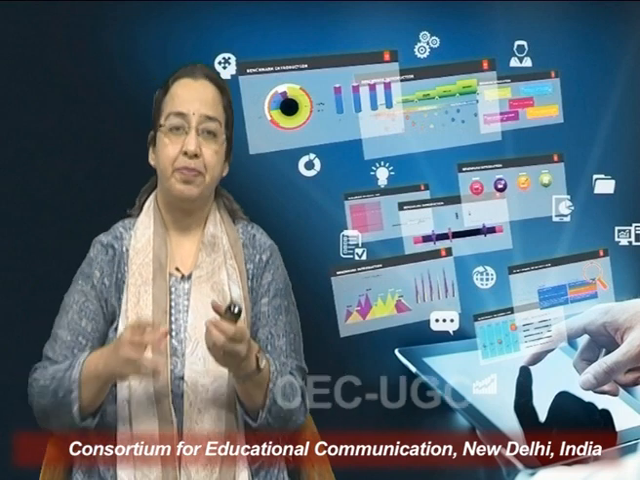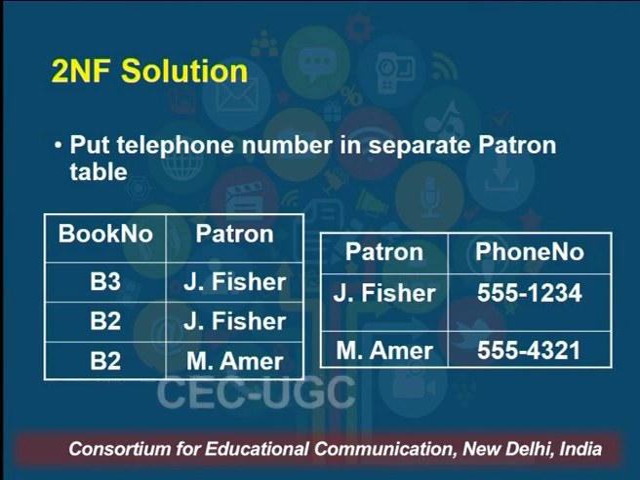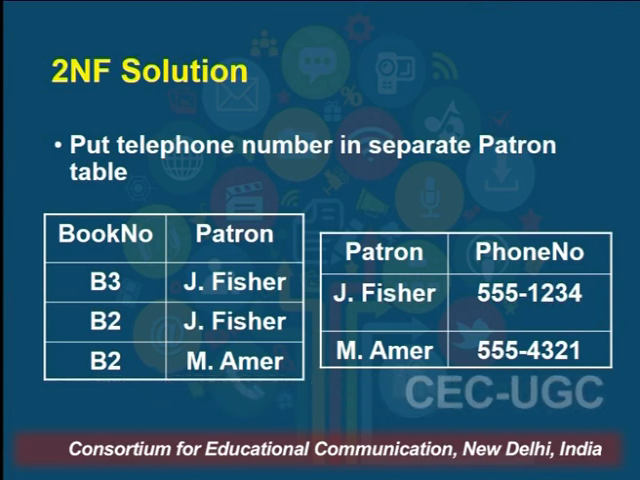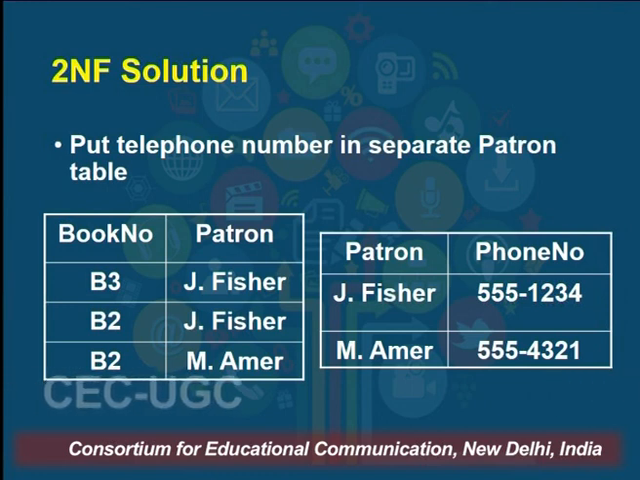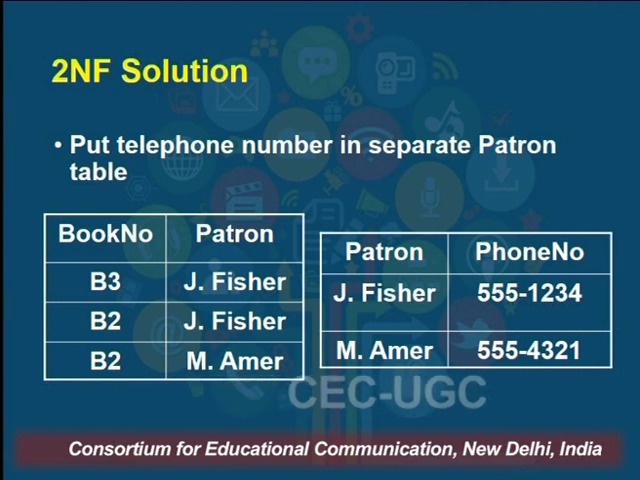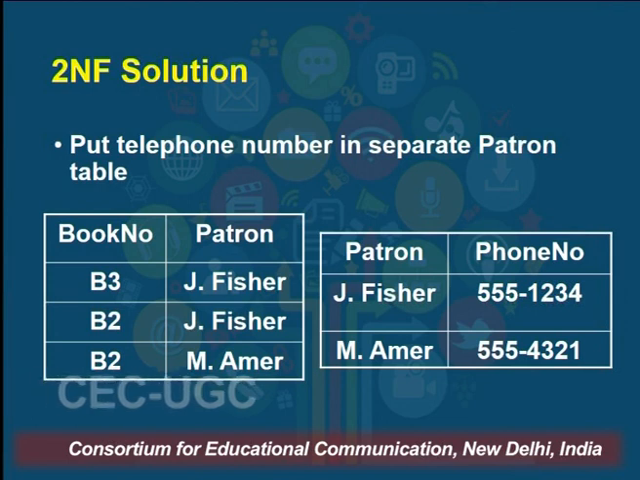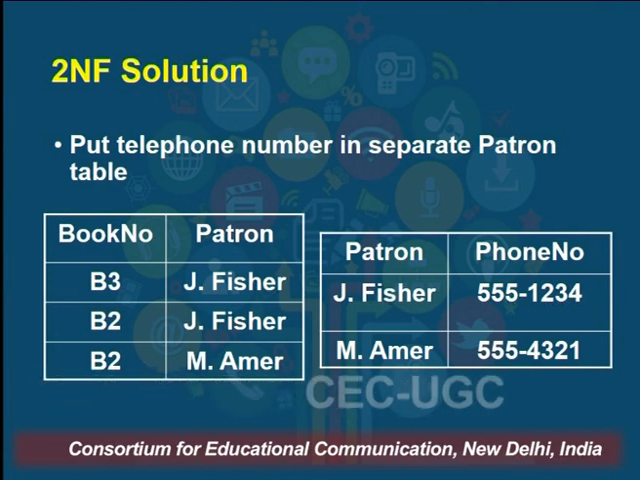And similarly, if J Fisher is not requesting any book number, or he or she has already got the books they wanted, then in that situation we still have their record, the patron and the phone number, in the second table, and we do not care whether the record is present in the first table of book number and patron, yes or no. So, here we will be able to tackle all the anomalies: update anomaly, insertion anomaly and deletion anomaly.